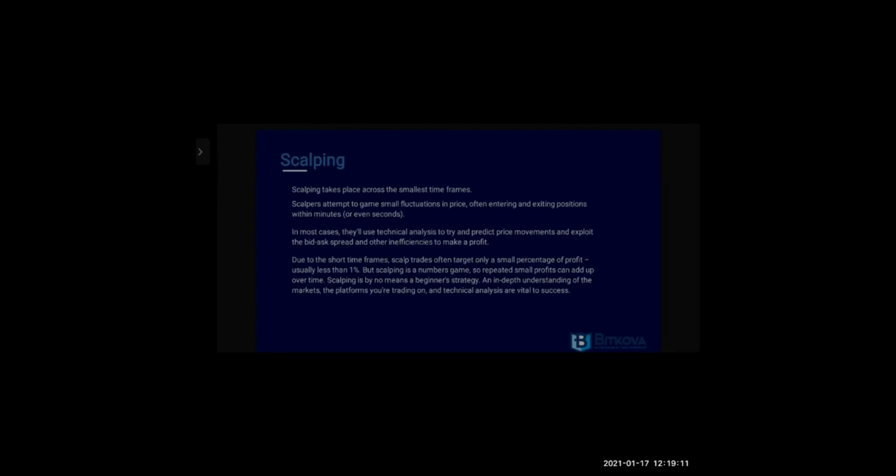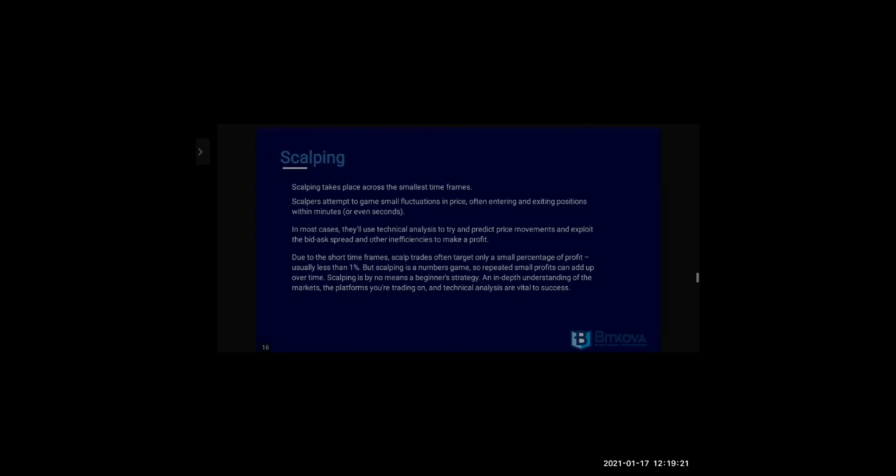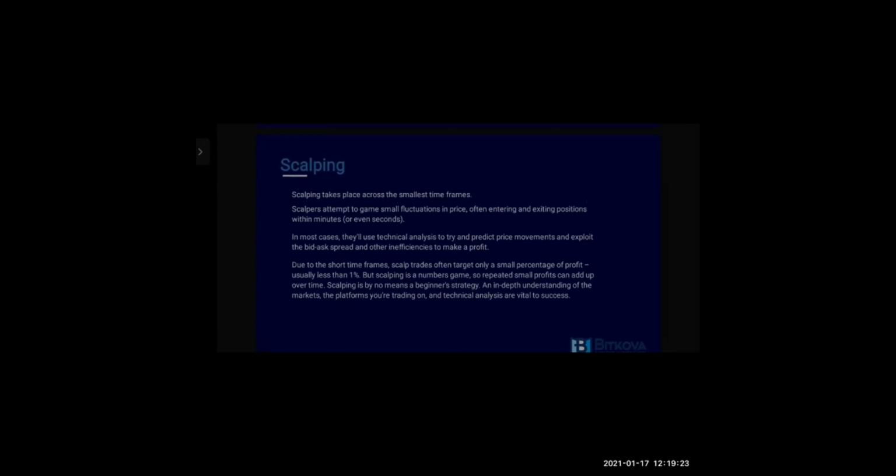Like maybe after they execute 10-20 trades, they end up with 20-30-40% in a day. And this type of people have in-depth understanding of the market. This is the most important thing. They have in-depth understanding of the market, and they also use very fast internet connection, and state-of-the-art exchanges.